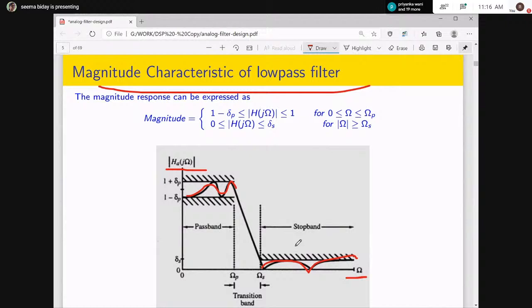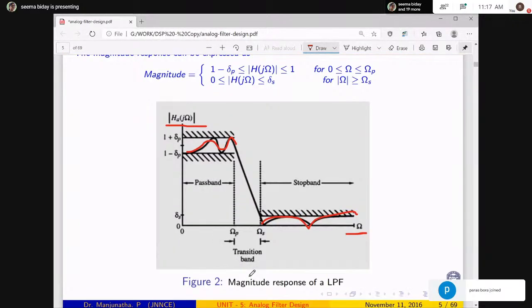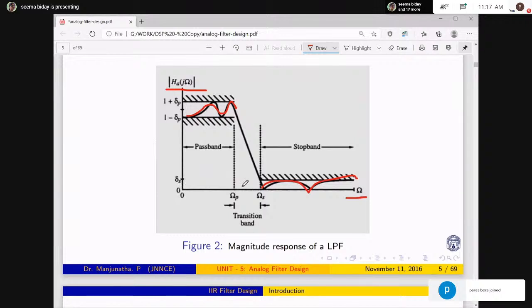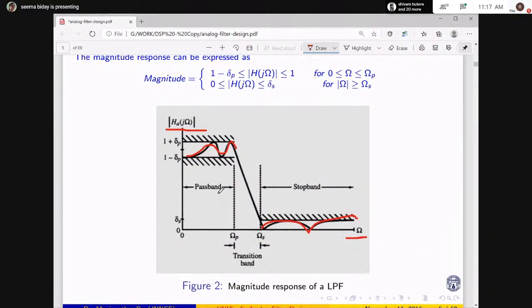Is it okay? Now, how much tolerance you are providing, where you call this the pass band edge frequency, and this is the stop band edge frequency. The tolerance is accepted. So now, and this is delta s, right? Now, where will be the cutoff frequency omega c?